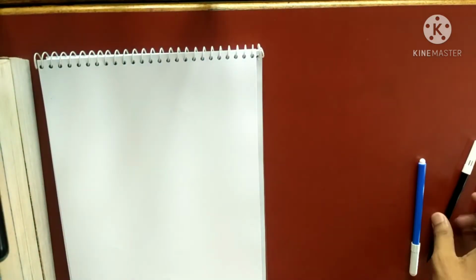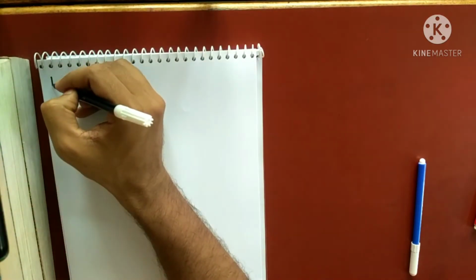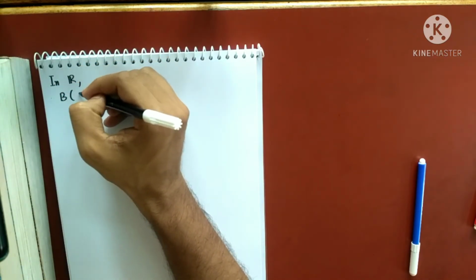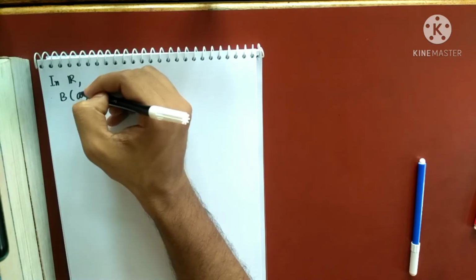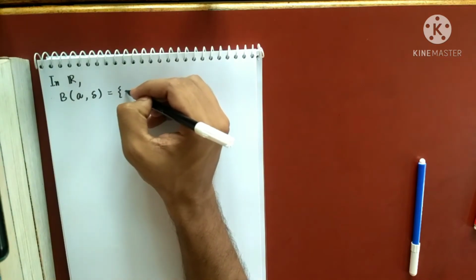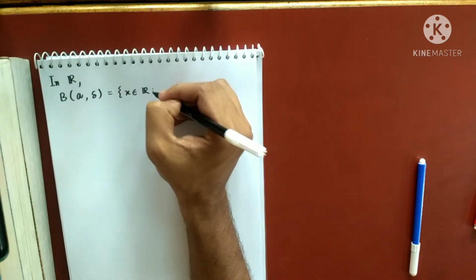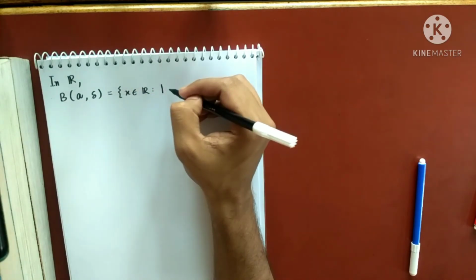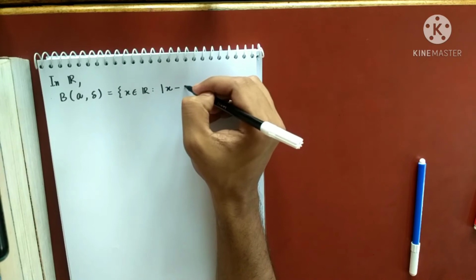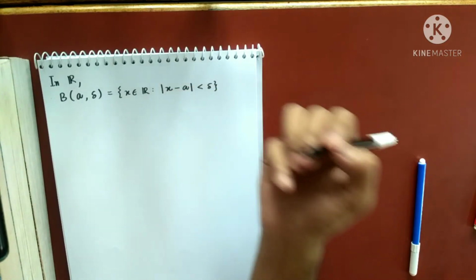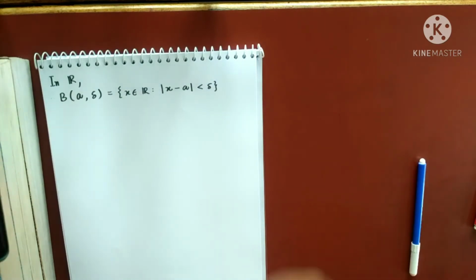So let us see the visualization in R. In R, any open ball centered at A and radius delta, this time I will not give you a vector because A is just a real number. So this is all those real numbers such that the distance, and in R the distance is the usual distance. So instead of writing the norm, I write mod, because here the norm is nothing but the mod. The distance between two real numbers is just the modulus distance.